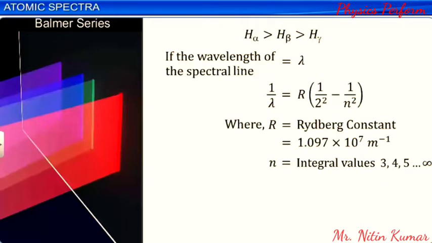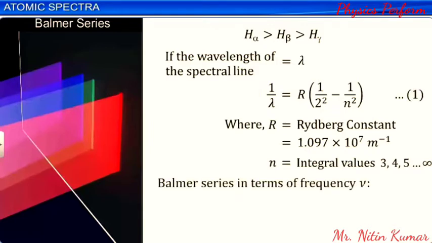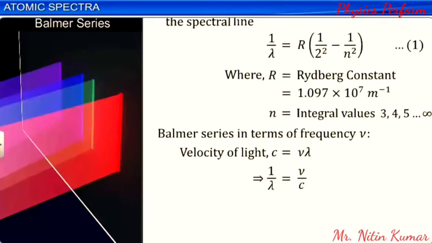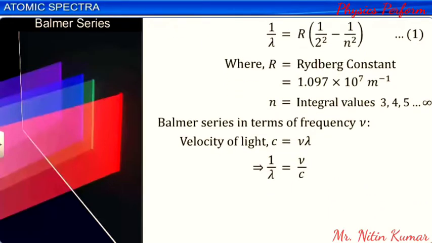Balmer series can also be written in terms of frequency, nu. We know that velocity of light c is equal to nu lambda. That implies 1 by lambda is equal to nu by c. Substituting this value of 1 by lambda in equation 1, we get nu is equal to Rc into (1 by 2 squared minus 1 by n squared).